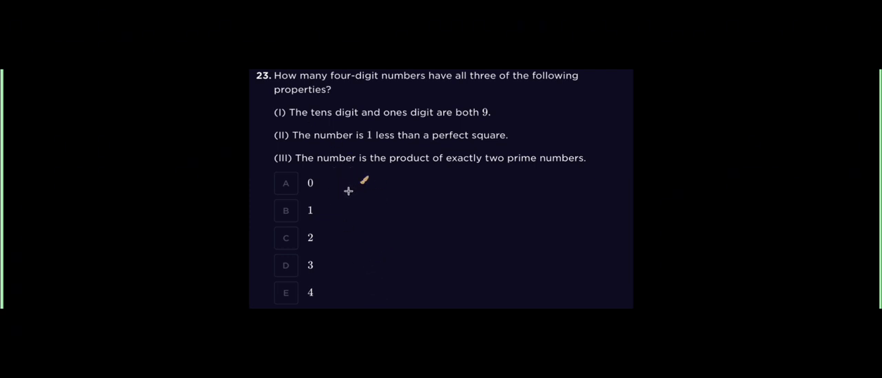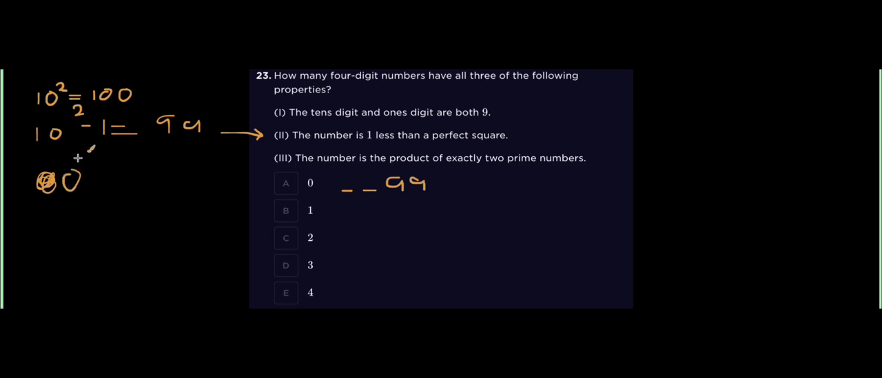Okay, so first, if you have a 4-digit number and the tens and ones digits are both 9, it's going to look something like this. And a cool thing is, 10 squared is equal to 100, and 10 squared minus 1 is 99. That satisfies condition 2, the number is 1 less than a perfect square. Actually, let this squiggly line represent any number: anything with a 0 squared minus 1 is always going to end in 99.